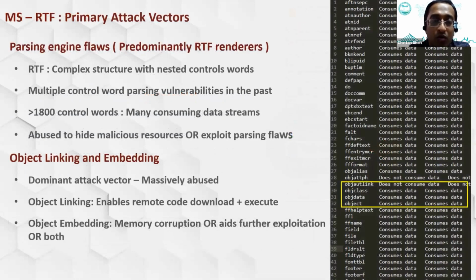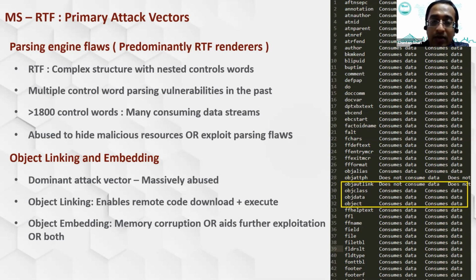Now, what are the primary attack vectors in RTF? There are in fact many attack vectors, but there are a couple I would like to highlight here. One is parsing engine flaws. As I said, RTF is a complex structure with nested control words. As you can see on the right side, there are about 1,800 plus control words in RTF, and many of them are largely unexplored. Any of these control words could have a parsing vulnerability.